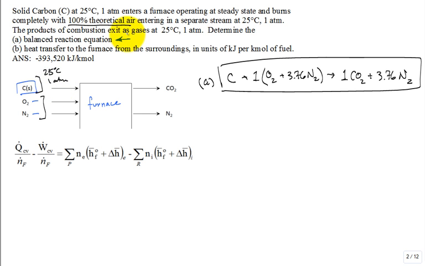The products of combustion exit at 25 C and 1 atm. Determine for part B the heat transfer to the furnace from the surroundings in units of kilojoules per kilomole of the fuel. They're asking us to calculate Q dot, but it's per N dot of the fuel. That's a standard question: heat transfer to the furnace from the surroundings in kilojoules per kilomole. So that's what we're going to be looking for, Q dot divided by N dot F.